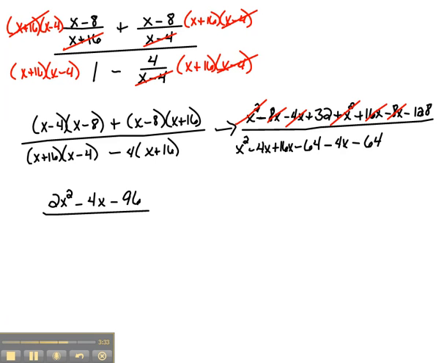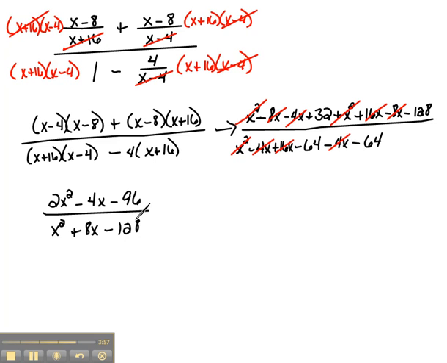So for our x squared, we only have that one x squared term, so this would be x squared. And for our x's, we have minus 4 plus 16 minus 4, which is going to give us a plus 8x. Now we're done with the x's. And minus 64 minus 64 is minus 128.